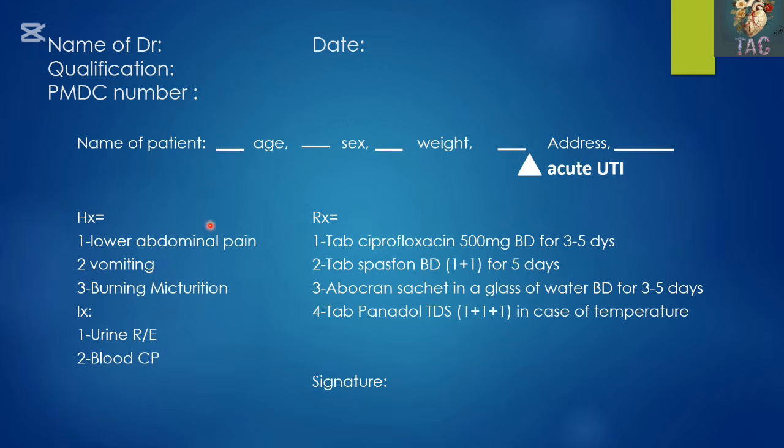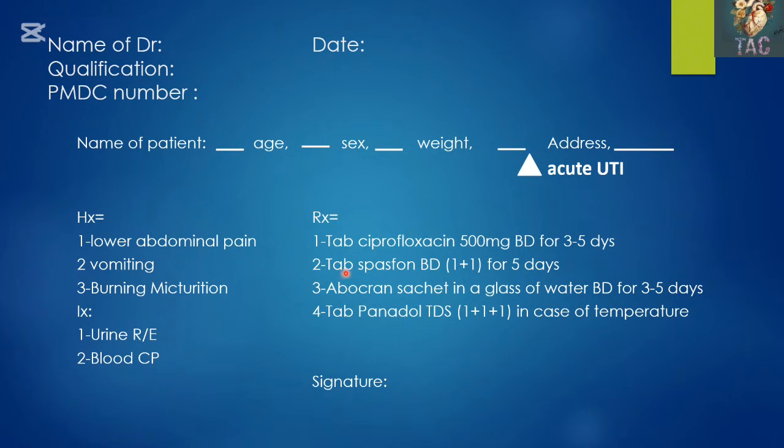So the first prescription is that of the acute urinary tract infection. Typically the patient presents with lower abdominal pain, vomiting and burning micturition. The investigations which are required are the urine complete examination and blood complete examination. And what are the different medications which we are prescribing? These are the tablet ciprofloxacin 500 mg BID, meaning 2 times daily for 3 to 5 days. Also you should remember that in whatever area you are running your clinic, you have to write this information in the local language as well.